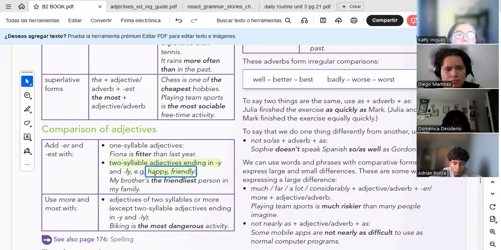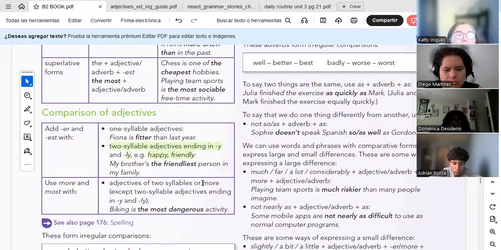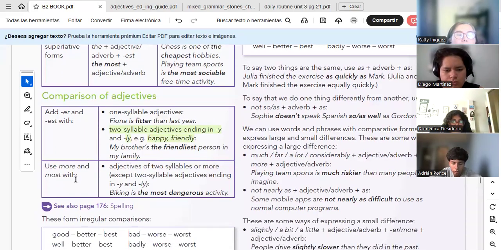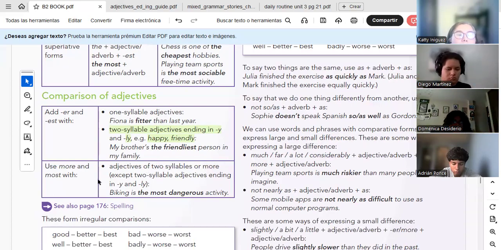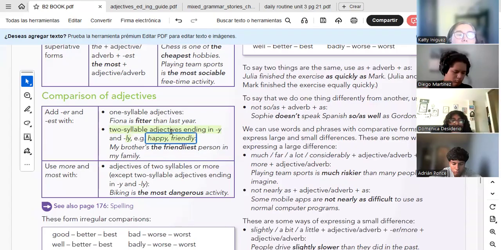Usually with two syllables or more, we use more or the most, right? But if it finishes in y or ly, we can change it for -ier or -iest. Okay, use more and most with adjectives of two syllables or more, except two syllable adjectives ending in y or ly, as I mentioned before. Biking is the most dangerous activity.